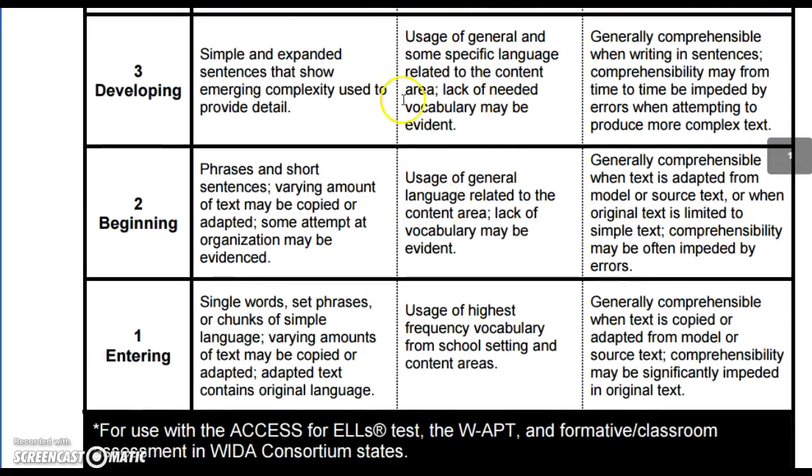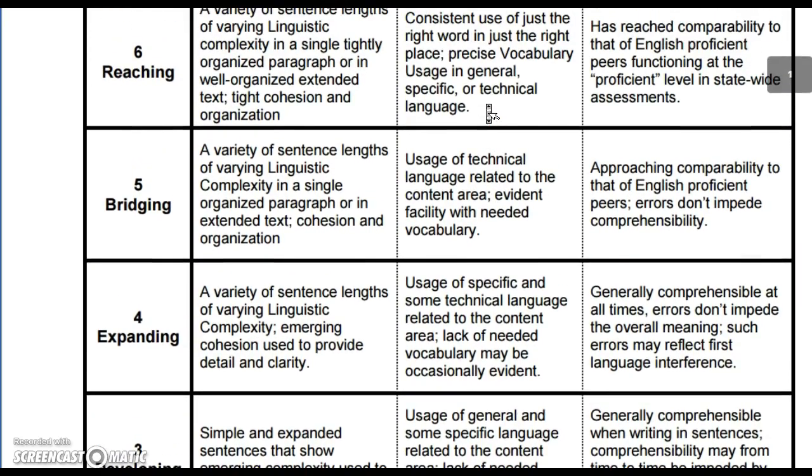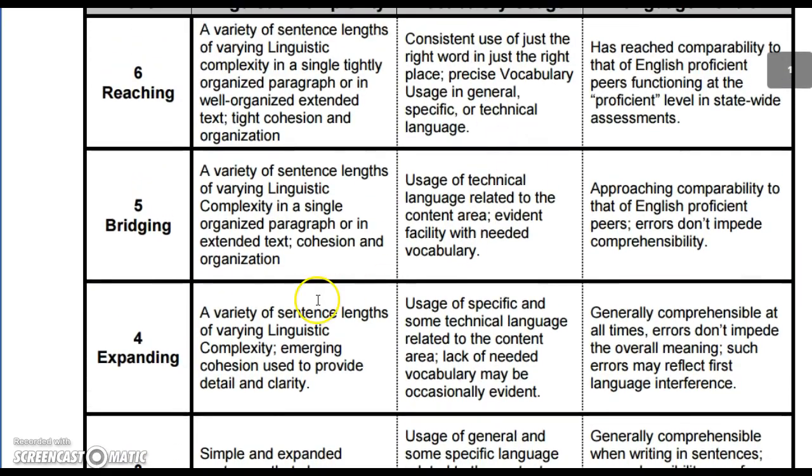At level 3, you'll see more specific language starting to develop, words like freedom, rights, election, voting, democracy, but you'll still not have the level of precision that you might expect from a native speaker at grade level. Levels 4, 5, and 6 are where students are beginning to become more precise and more technical in their vocabulary. So at level 4, they're using more specific terms and more technical terms.